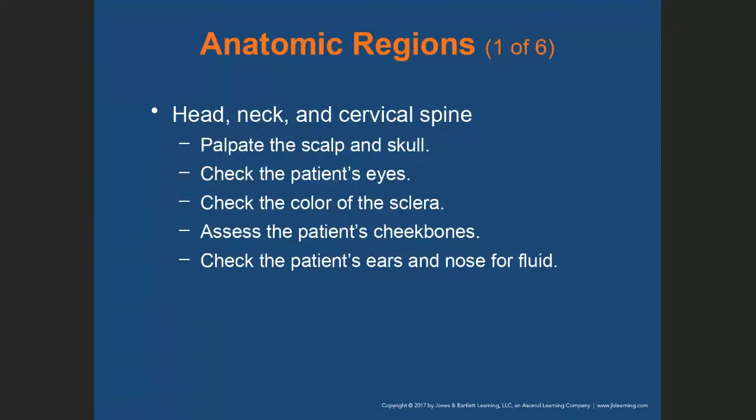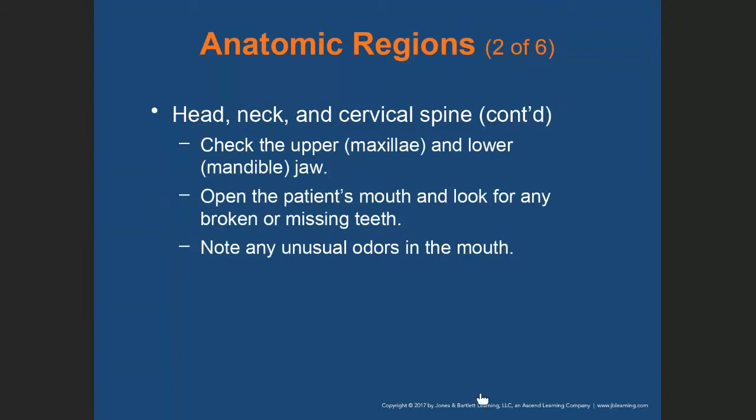Now, anatomic regions: the head, neck, and cervical spine. We will palpate the scalp and skull. We will check the patient's eyes. We will check the color of the sclera. We will assess the patient's cheekbones. We will check the patient's ears and nose for fluid. We will check the upper and lower jaw. We will check inside the mouth for broken or missing teeth. We will note any unusual odors coming from the mouth.